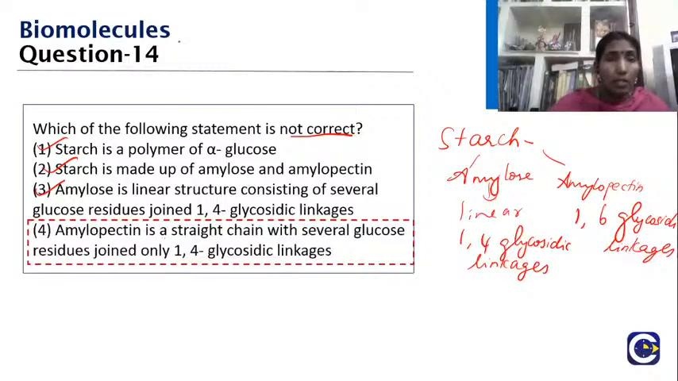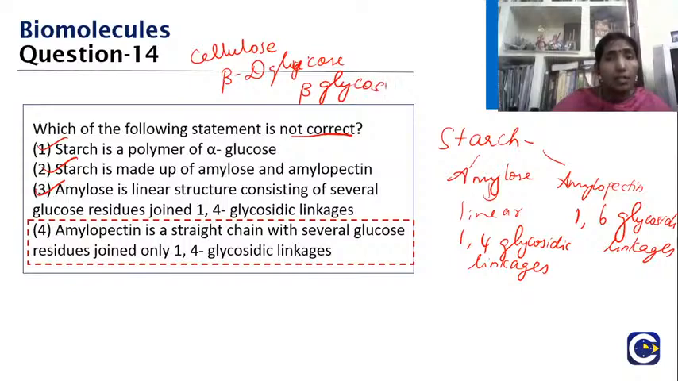Another information which I would like to give you is about cellulose. Cellulose is also a type of polysaccharide. Here we will have beta glucose as the polymer, and they will be linked by beta glycosidic linkages. So this is with the starch in animals, and the cellulose in plants.